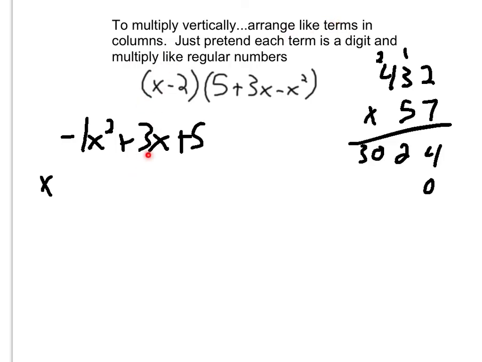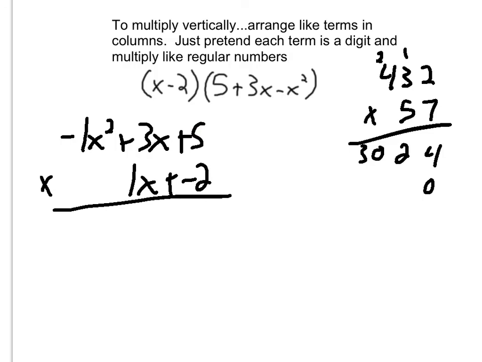Now we have to be careful here and line up like terms in columns. So my 1x is going to go in a column with my 3x's. And my negative 2 is going to go in a column with the other constant, positive 5. And then we're just going to multiply this, again, like regular numbers.